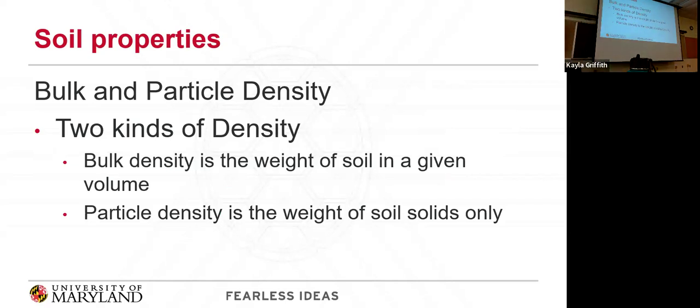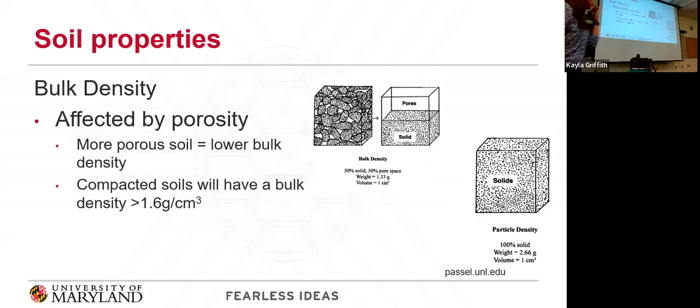Our bulk density is the total weight of the soil, and then we have particle density, which is just the soil solids. This is affected by the porosity, right? The more porous the soil, the lower bulk density you're going to have. If you have any soils that are more than 1.6 grams per cubic centimeter, you have pretty compacted soils, and the roots are not going to go through that at all. So it's something to keep in mind.